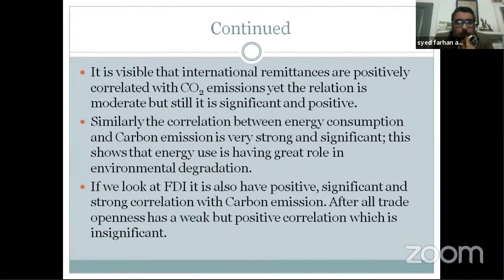So from the given diagram, it is visible that international remittances are positively correlated with CO2 emissions, yet the relation is not strong, but still it is significant and positive. Similarly, the correlation between energy consumption and carbon emission is very strong and significant. This shows that energy use has a great role in environmental degradation. If we look at FDI, it also has a positive, significant, and strong correlation with carbon emission. After all, trade openness has a weak but positive correlation, which is insignificant.